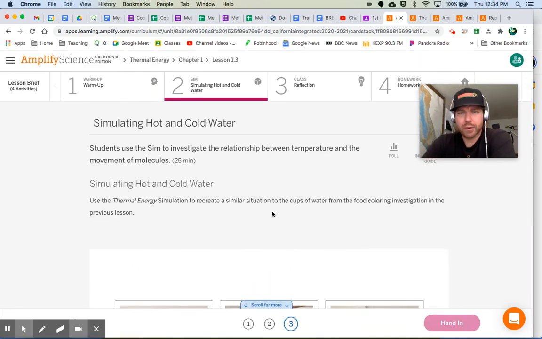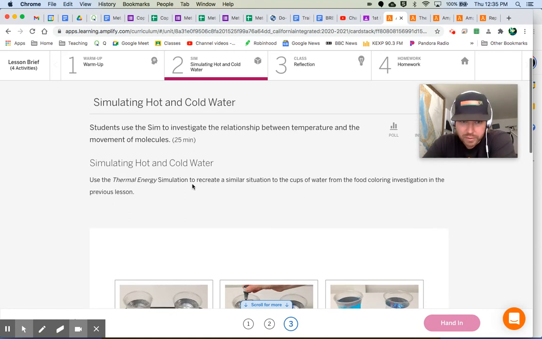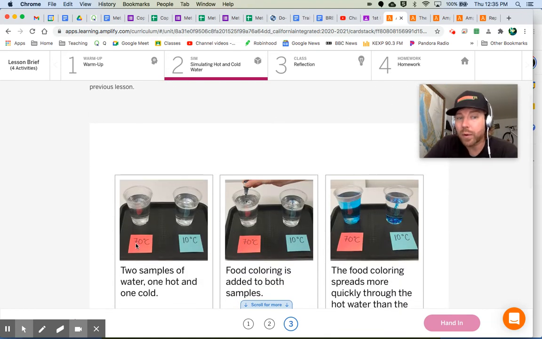We're actually going to now go into the simulation, and we're going to represent the hot and cold water. Let's make sure we follow the instructions. Use the thermal energy simulation to recreate a similar situation to the cups of water from the food coloring investigation in the previous lesson. My water was not 70 degrees and 10 degrees. I don't know exactly how hot or cold my water was. I just know that one had just finished boiling, and the other one I had pulled out of the refrigerator. So there was quite a significant temperature difference between mine.